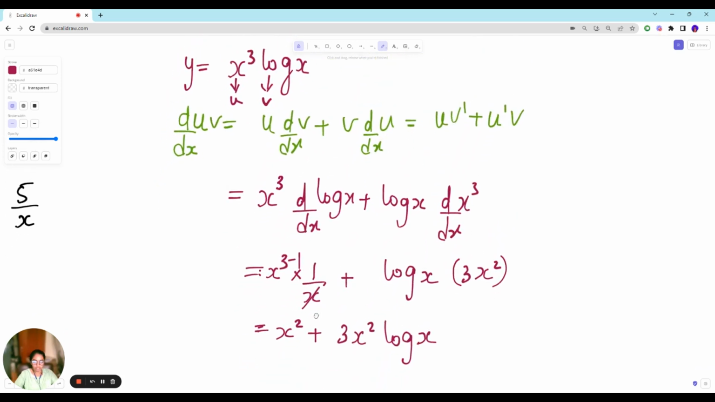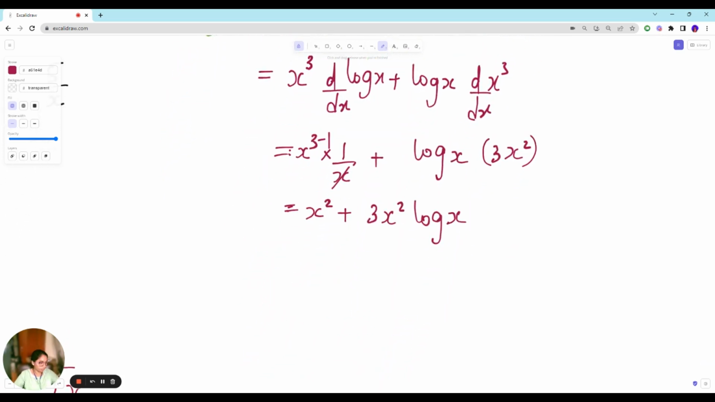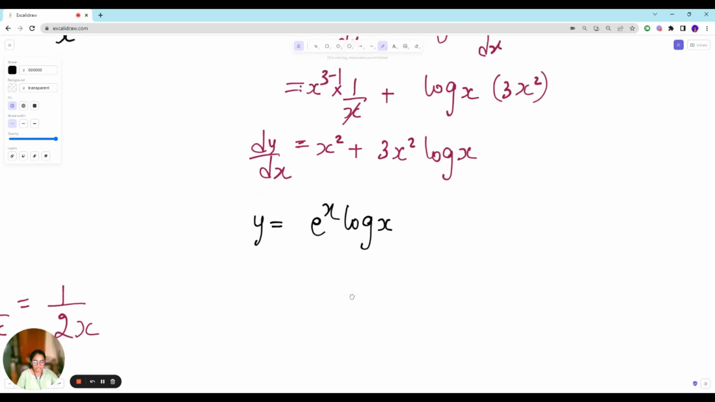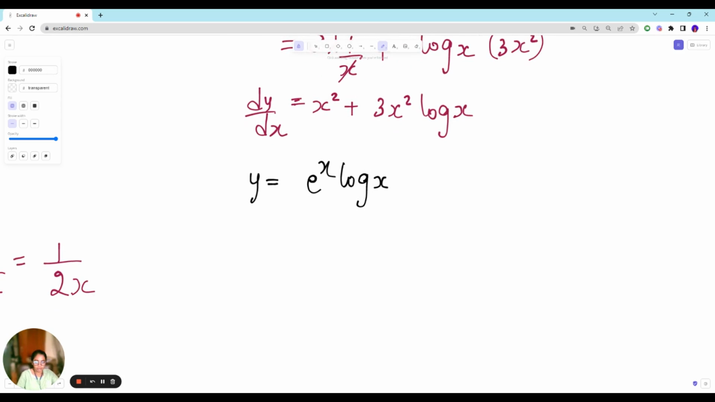Yes, now moving on, let me solve one more problem. This was my dy by dx. Okay, so given y is equal to e power x log x, they're asking us to find dy by dx. So what will my dy by dx be? Read the question. We have e power x into log x. So I should apply product rule.